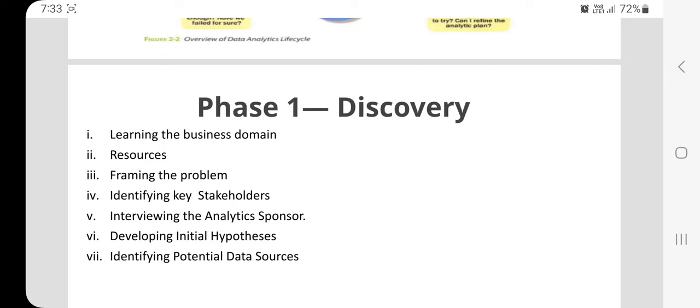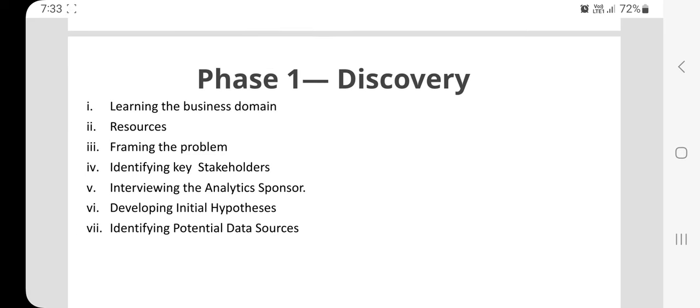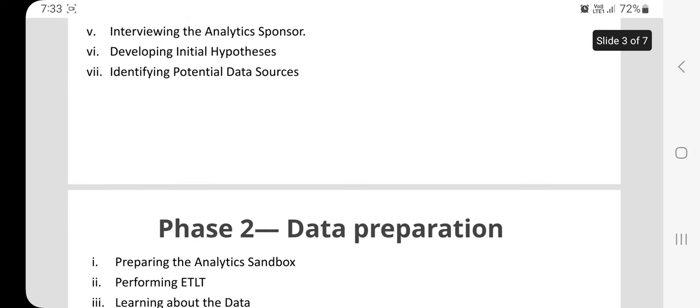The important activities in this phase include framing the business problem, that is learning the business domain, resources, framing the problem, identifying the key stakeholders, interviewing the analytic sponsor, developing the initial hypothesis, and identifying the potential data resources. This is the main task of phase one, that is the discovery.